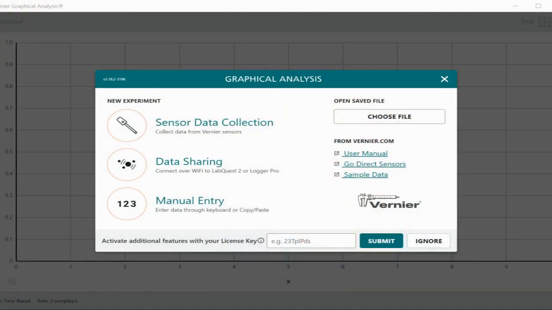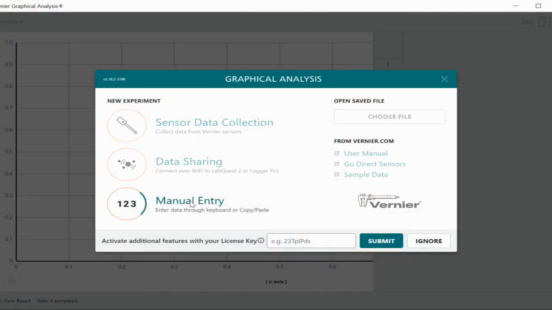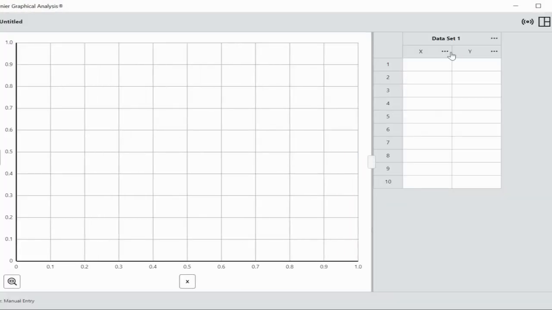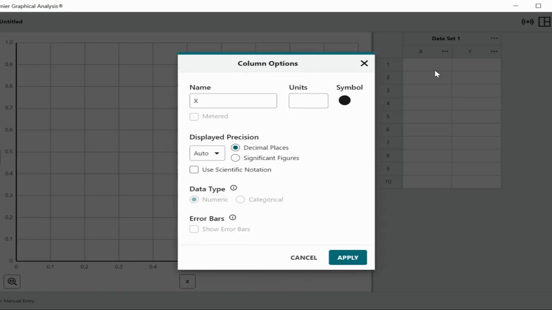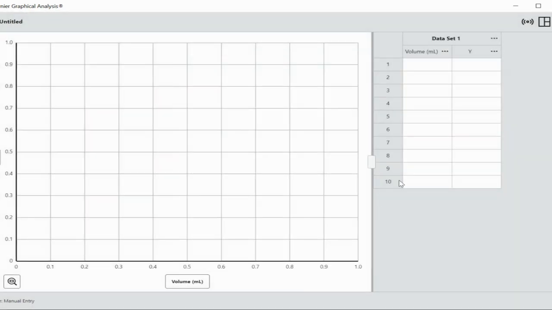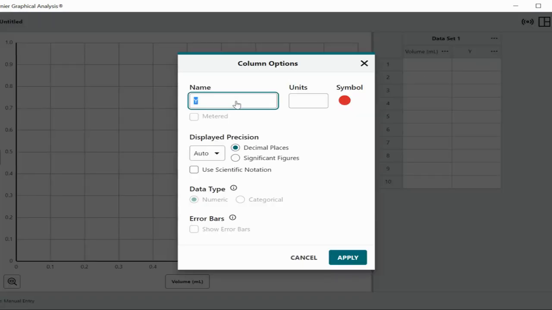When I open up the program, I need to choose a manual entry, and then it's going to give me a graph and a data table. On my x-axis, I am going to put the volume of my metals measured in milliliters, and on the y-axis, I am going to put the mass measured in grams.